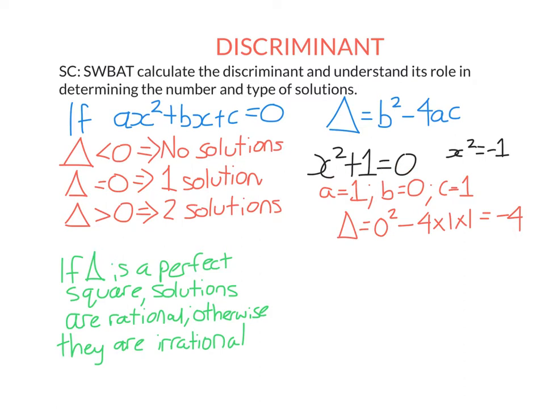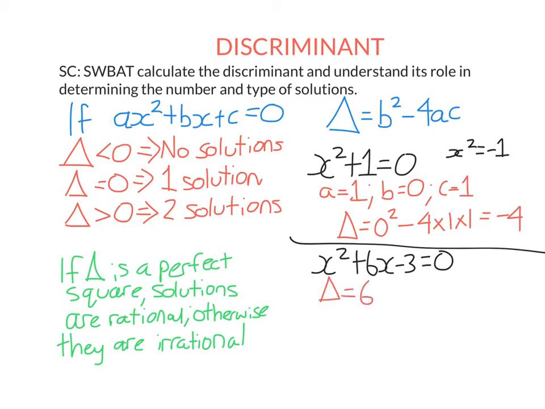Now let's look at another example: x squared plus 6x minus 3 is equal to 0. In this case, a is again 1, b is 6, and c is negative 3. So the discriminant is b squared minus 4 times a times c, and that's equal to 48. So 48 is clearly more than 0, so there will be two solutions here.